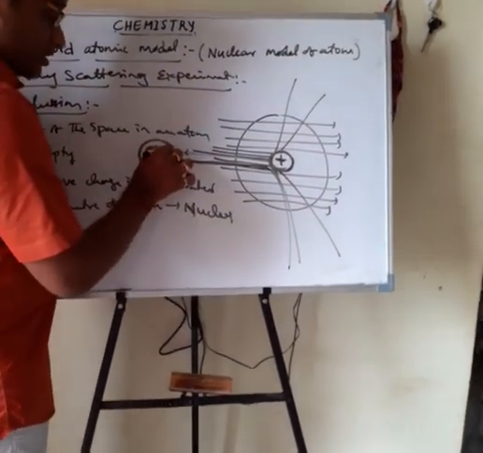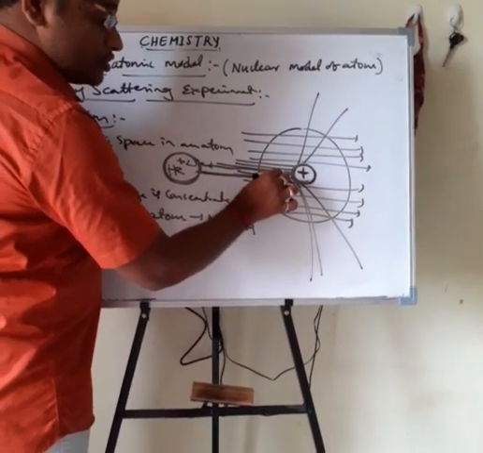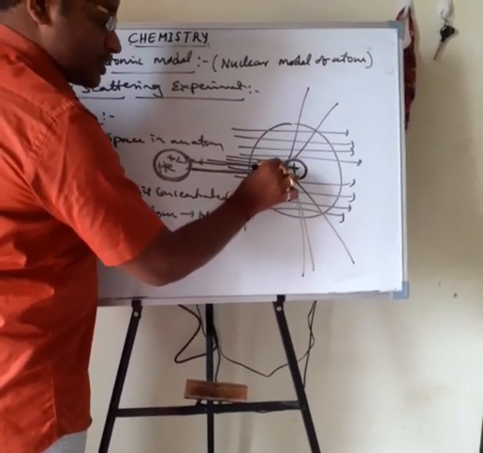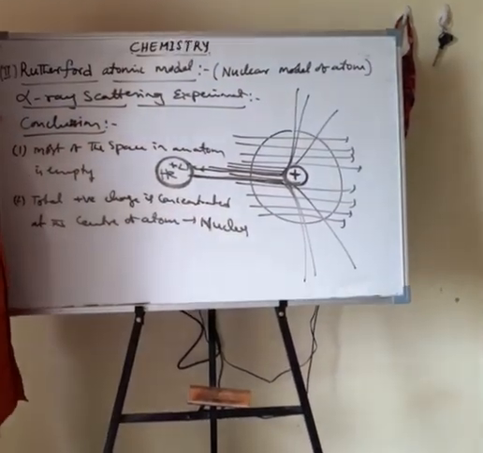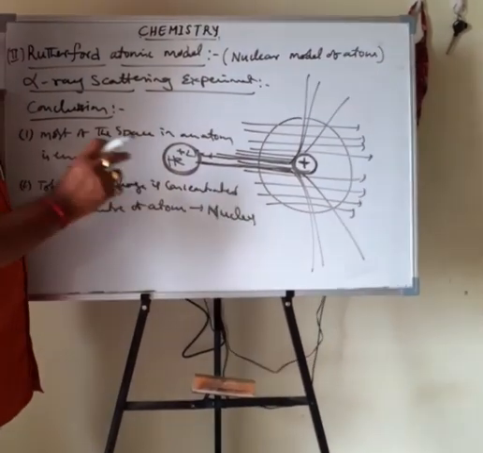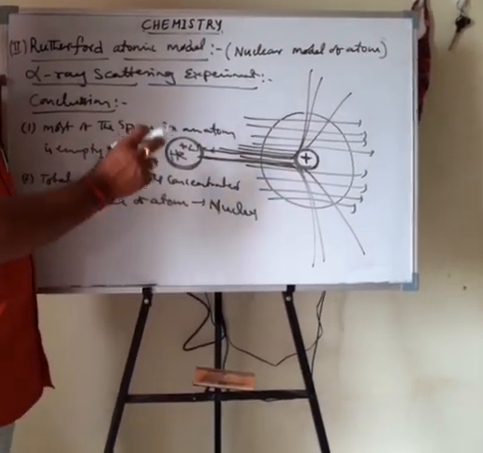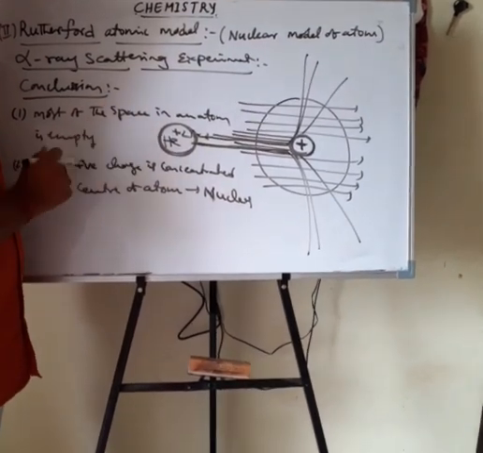So like that, here also the positively charged particles come nearer toward the nucleus. Due to the positive repulsion, they are deflected by a small angle. And the last point: this is also positive charge, and this is also positive charge, completely opposite to each other, both are the same charge, so there is complete repulsion between the two particles.